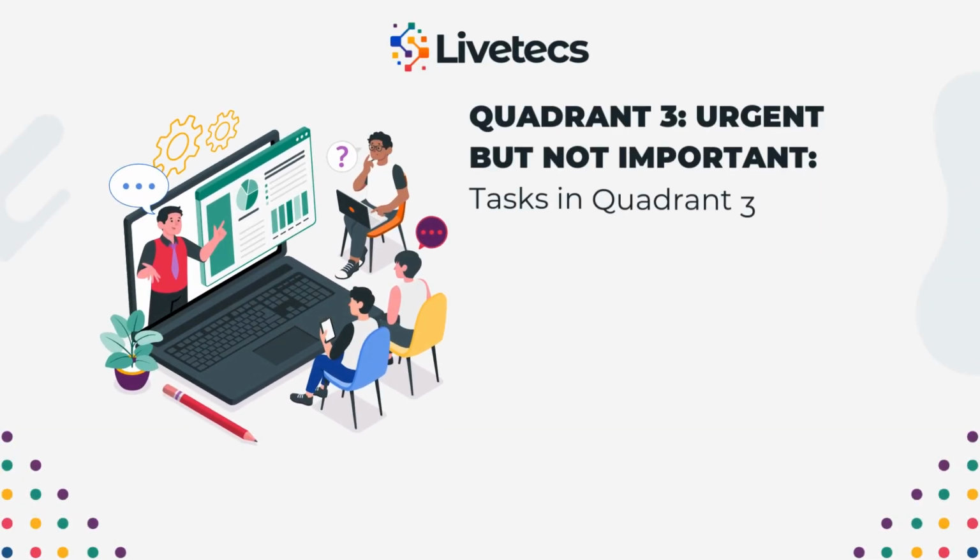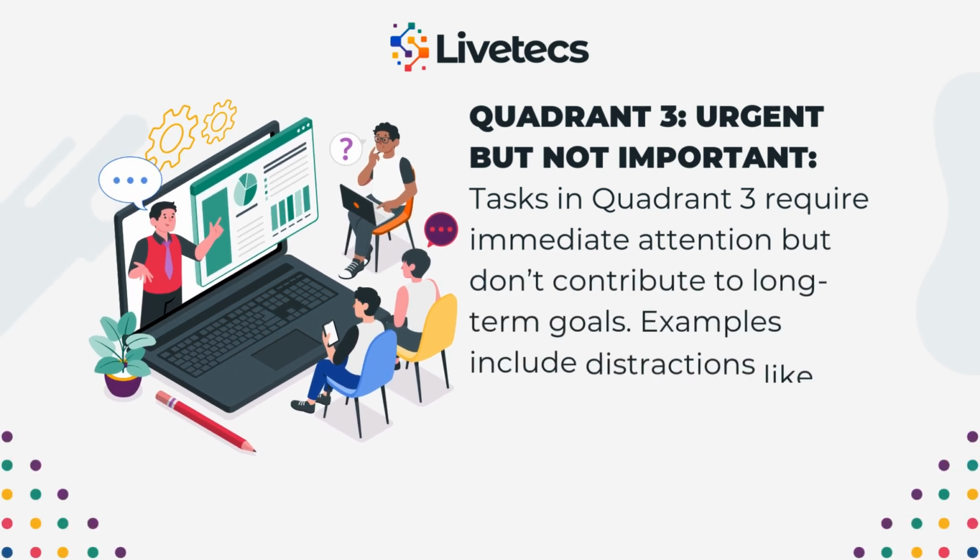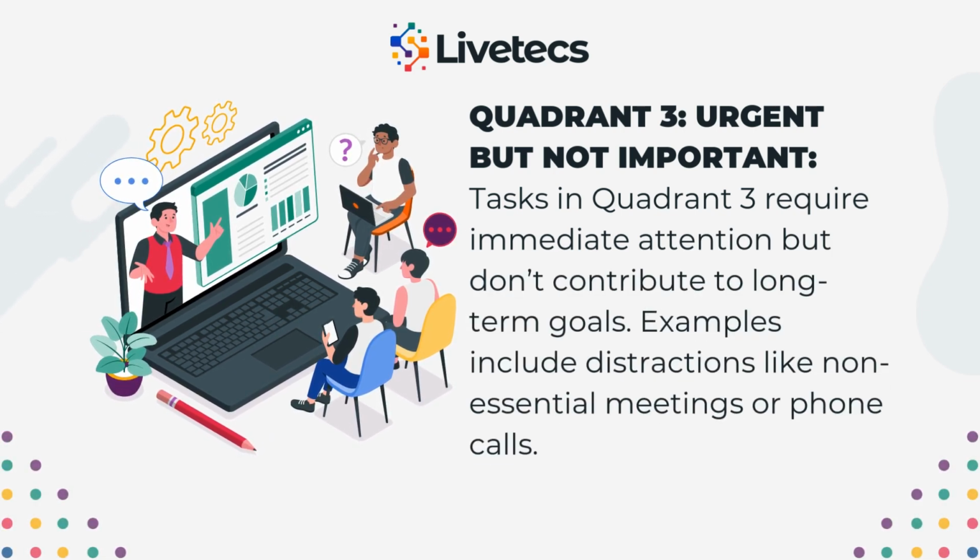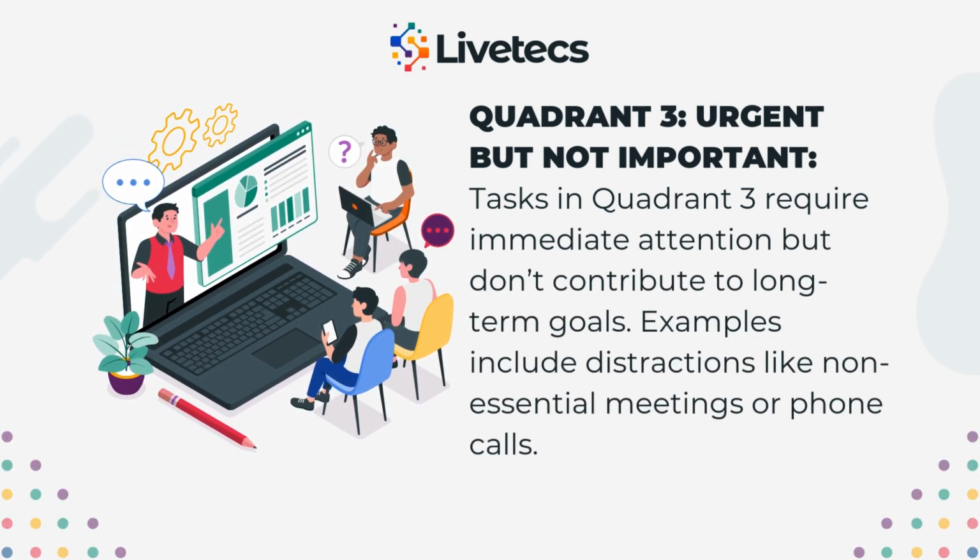Quadrant 3, urgent but not important. Tasks in Quadrant 3 require immediate attention but don't contribute to long-term goals. Examples include distractions like non-essential meetings or phone calls.